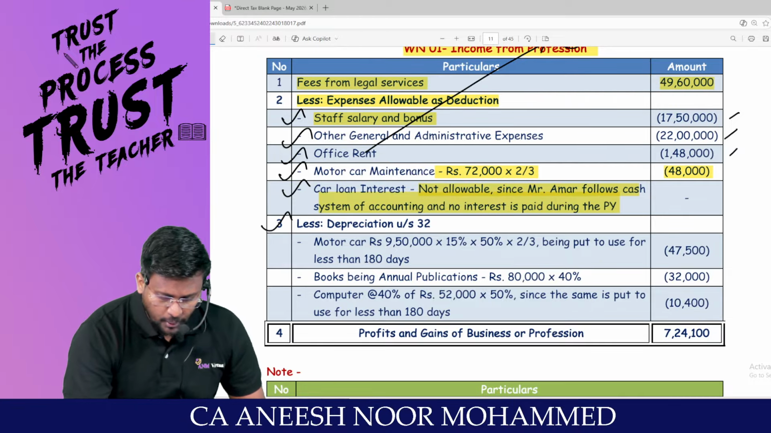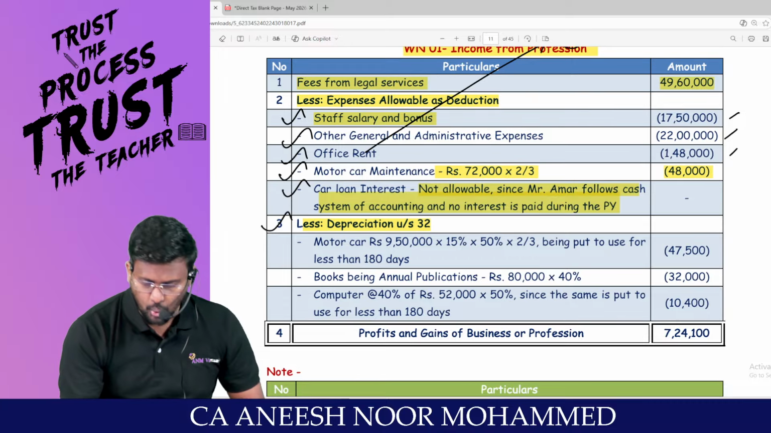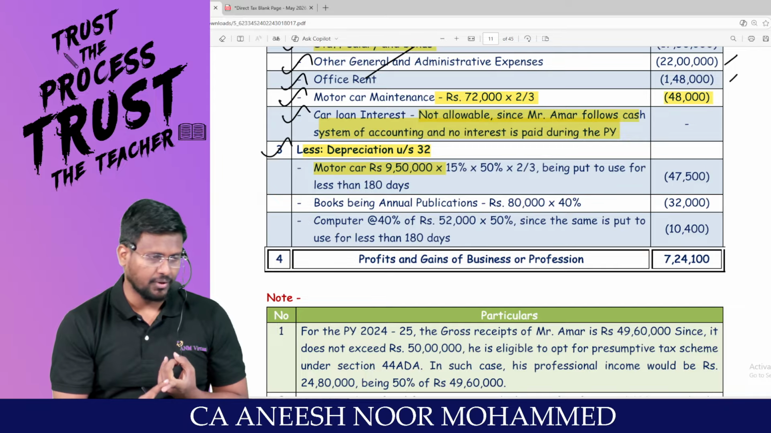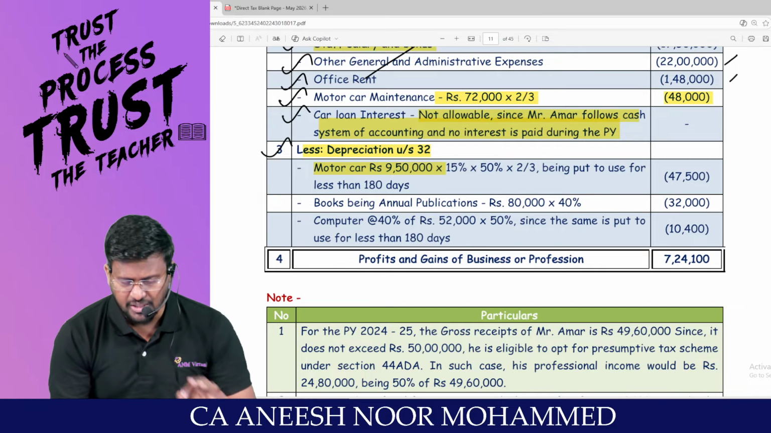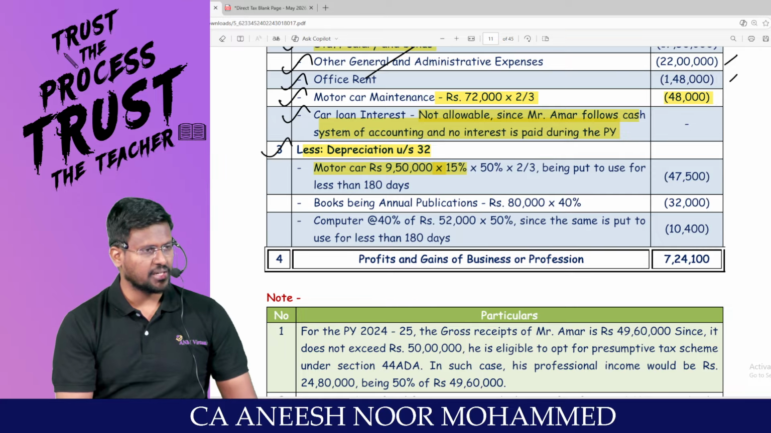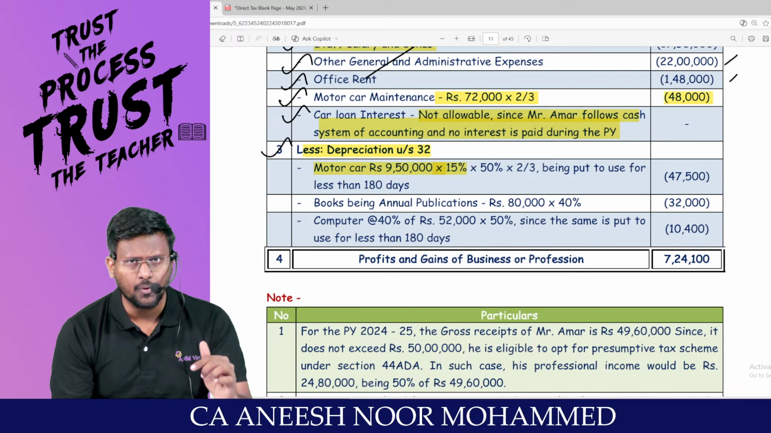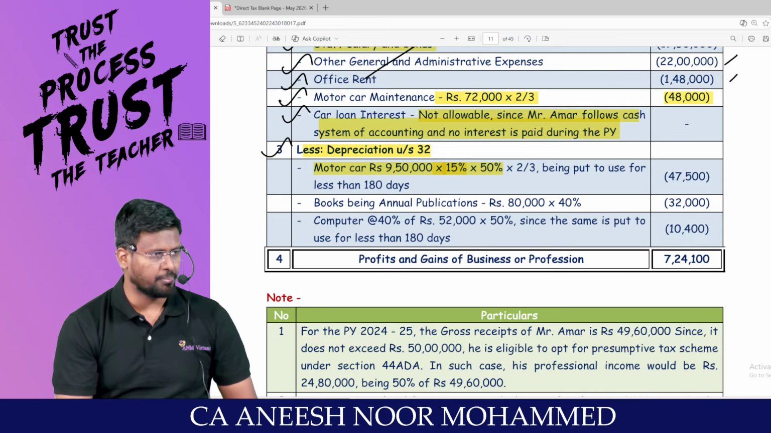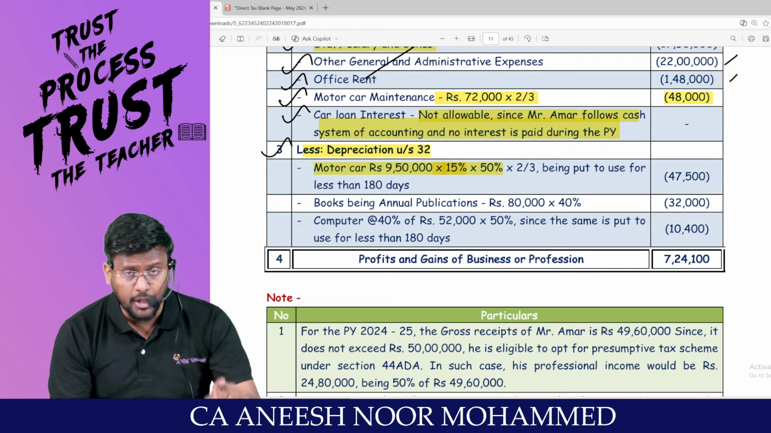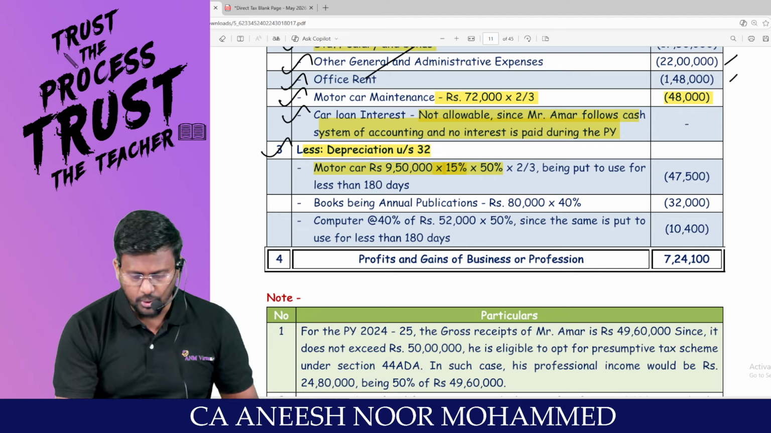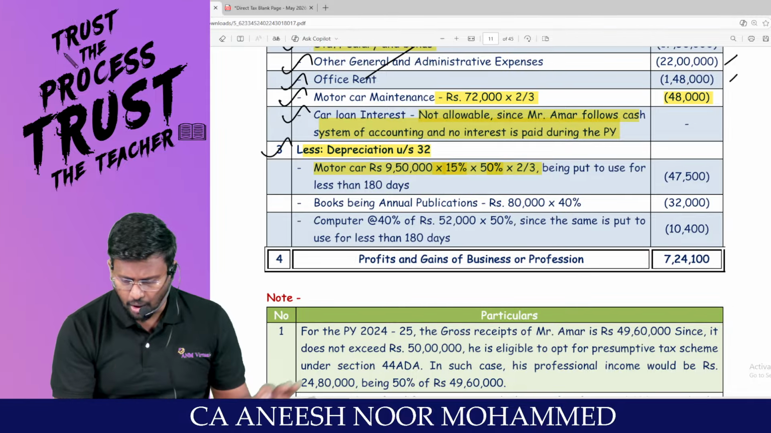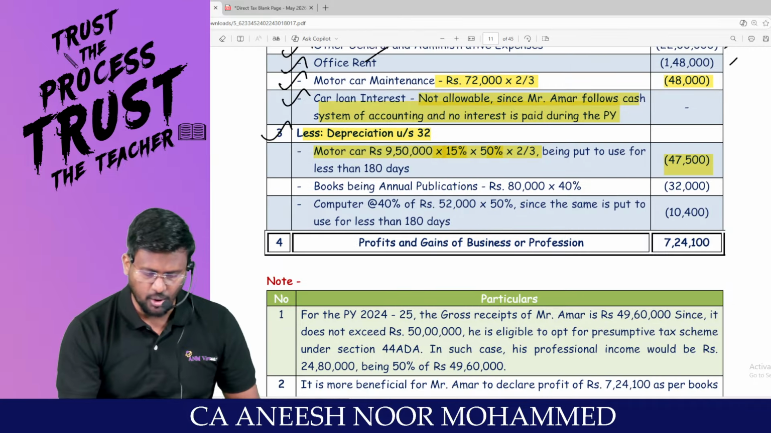Now I am going to calculate the depreciation under section 32, one by one. Motor car. What is the value of the motor car? 9,50,000. What is the rate of depreciation for a motor car? 15%. Has the motor car been put to use for more than 180 days or less than 180 days? So that's why into 50%. Has the motor car been fully used for business? No, sir. Only 2/3. That's why into 2/3. Look how many computations. Are you very clear with all? This much will be the depreciation on the motor car.